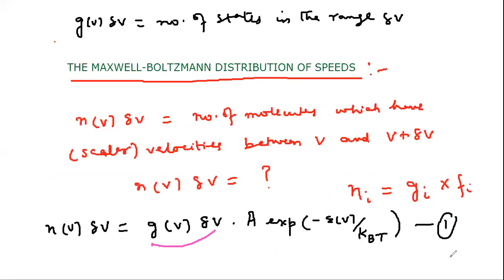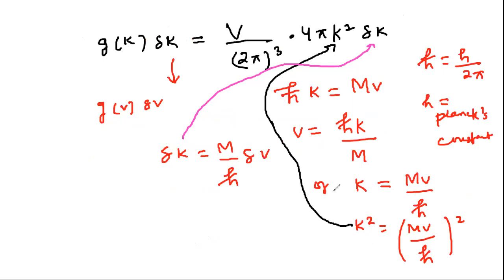This is our equation 1: n of v delta v is g of v times delta v times f, where f is the Maxwell-Boltzmann distribution function. So what you have to do is first transform this g of k delta k. How? You make the transformation from k to v using h cross k is mv. Then you find v square, k square and delta k, plug it in here, and you will get the g of v delta v.